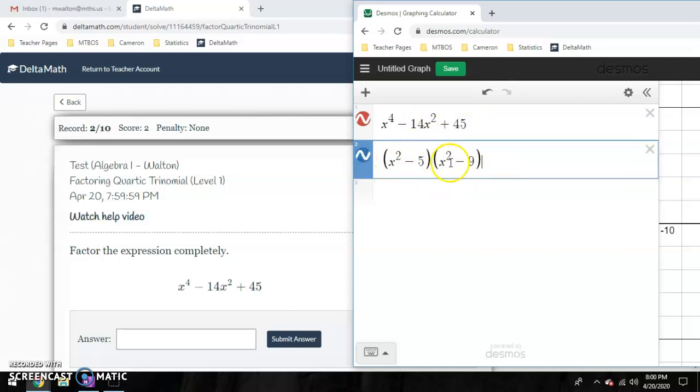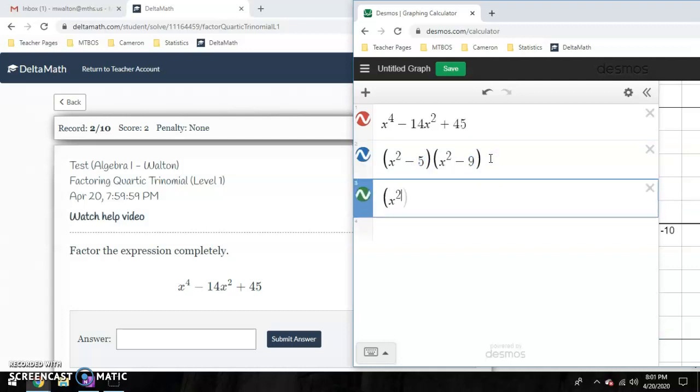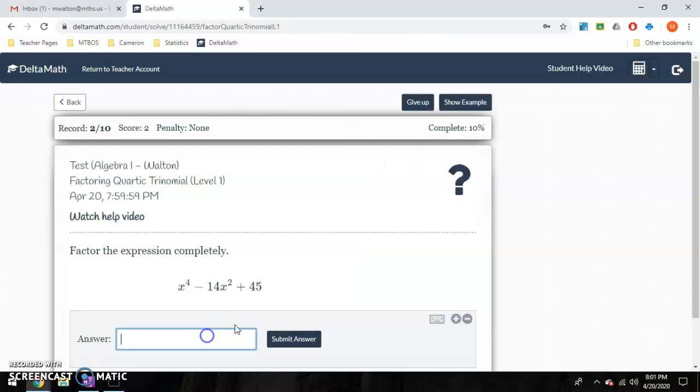Now we're always on the hunt to see if there's one of those that I could break down further, and there is one that is a perfect square here. X squared minus 5, well, 5 doesn't break up into anything that's a whole number, but 9, that one does. So here's our final answer. X squared minus 5, and then if I have x squared minus 9, I have x plus 3, x minus 3. Those break up perfectly. So this is my final answer. That's as far as I can go. Let's go ahead and type that in. X squared minus 5, x plus 3, x minus 3.